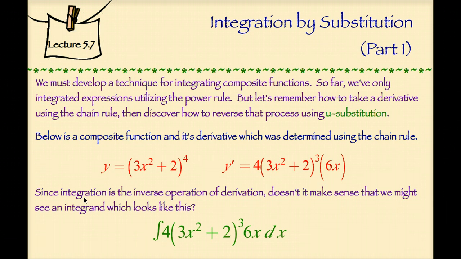Since integration is the inverse operation of derivation, doesn't it make sense that we might see an integrand which looks like this? So the idea would be, if taking the derivative of a composite function results in a derivative that looks like this, there should be integrands of this form, which are the result of a derivative using the chain rule. So we must become adept at recognizing when a derivative was taken using the chain rule so that we can reconstruct the original composite function.